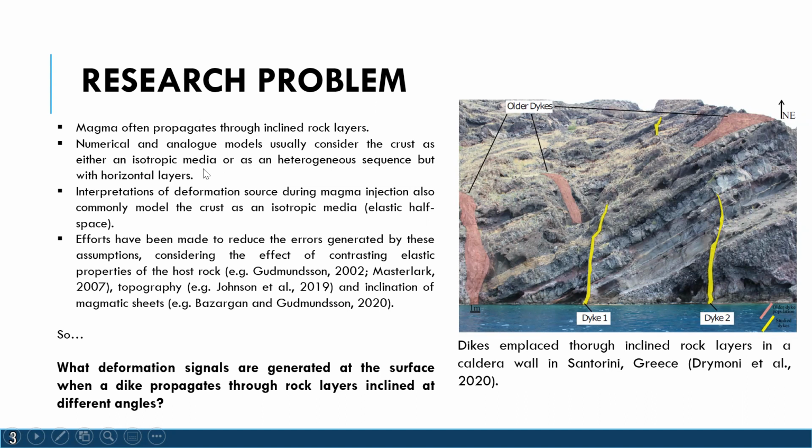Numerical and analog models usually consider the crust as either an isotropic media or as a heterogeneous sequence, but with horizontal layers. Interpretations of the deformation source during magma injection also commonly model the crust as an isotropic media, and efforts have been made to reduce the errors generated by these assumptions, considering the effect of contrasting elastic properties of the host rock, the topography, and the inclination of magmatic sheets. So our research question arises, and is: what deformation signals are generated at the surface when a dike propagates through rock layers inclined at different angles?